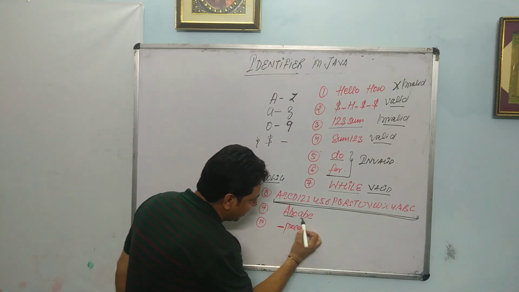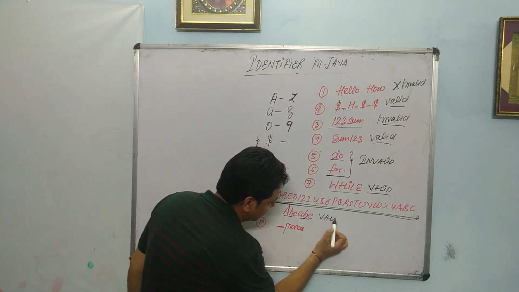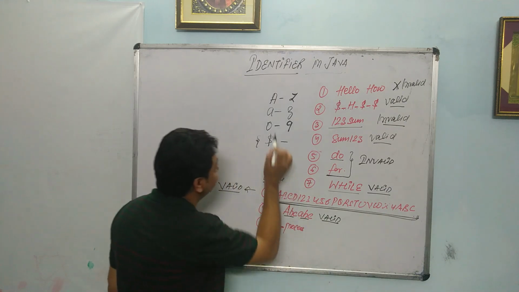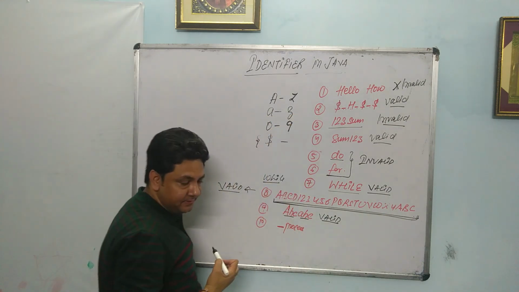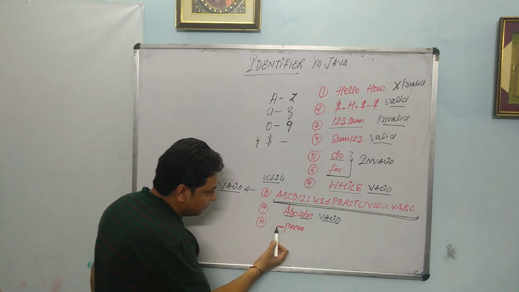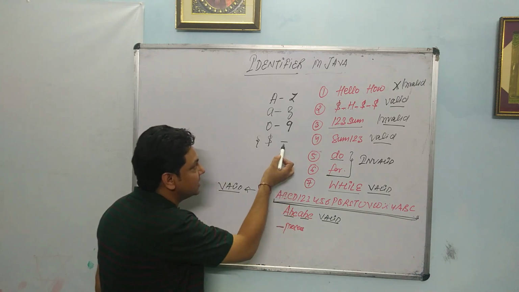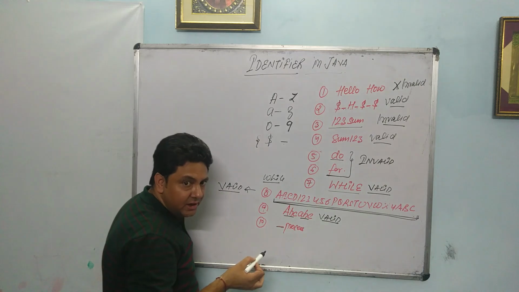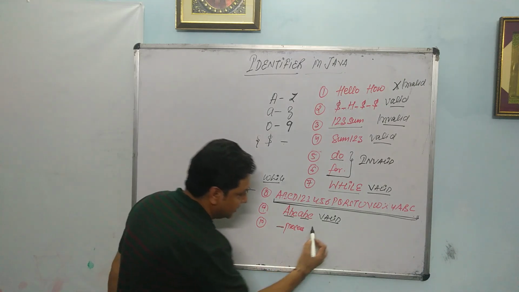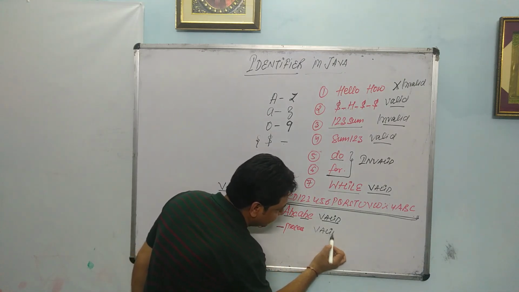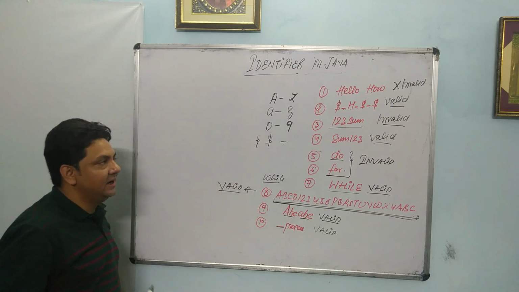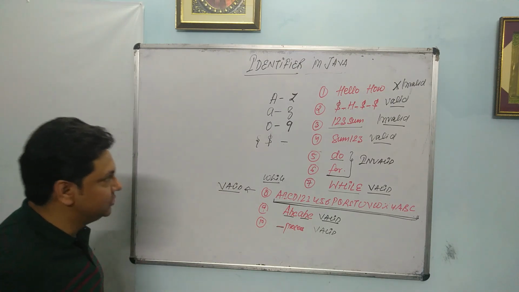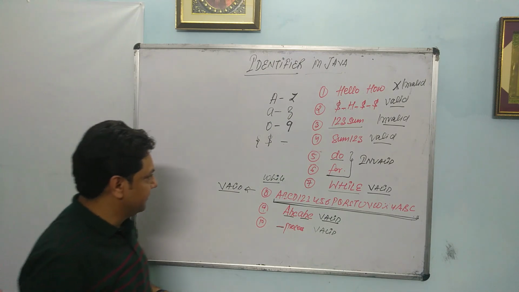Capital ABC, small abc is absolutely valid, no problem, because capital A to Z and small a to z are permitted. What about this? We are using underscore, and underscore is a special character which is allowed to make any identifier, so it's absolutely valid. So this is a complete list of valid and invalid identifiers. I think you should write it down.